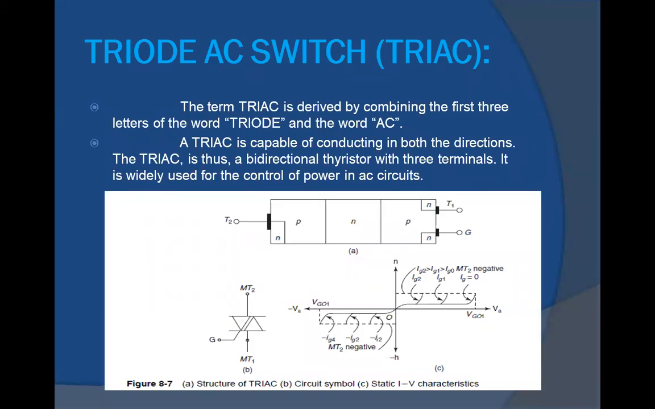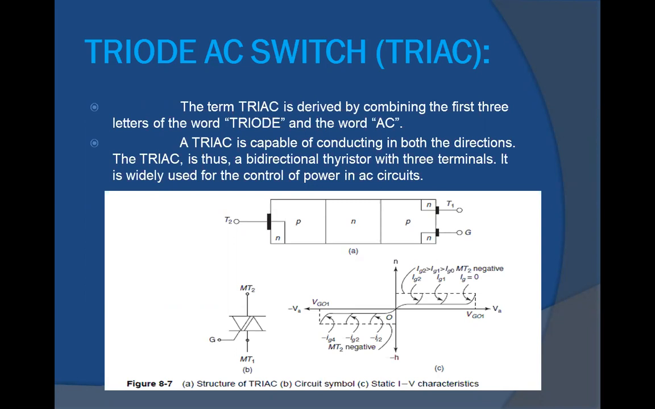Next topic, triode AC switch, that is TRIAC. The term TRIAC is derived by combining the first three letters of the word triode and the word AC. So the name TRIAC came. Here a TRIAC is capable of conducting in both directions.